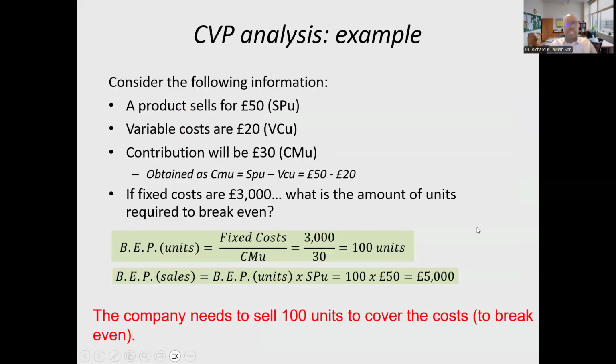All right. Let's take a typical example here. So selling price per unit is 50. Variable cost per unit is 20. How do we get contribution? It's the selling price per unit minus the variable cost per unit.